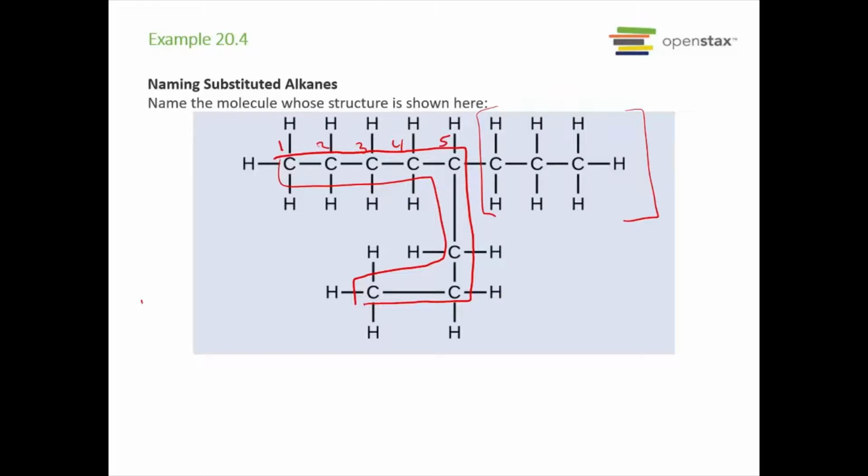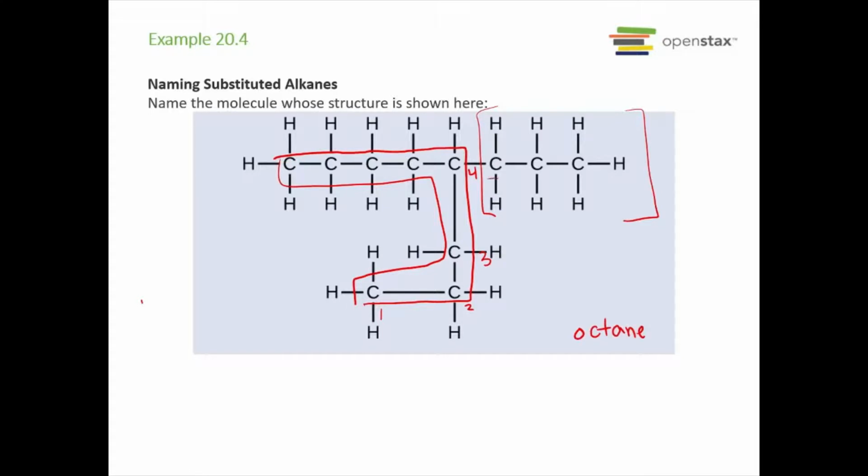Carbon 5 would have the branch. But if I started at this bottom carbon, say let's try this as carbon 1, we'd have 1, 2, 3, 4. So that is going to be our carbon numbering because that's a lower number. So we have 8 carbons, so this is an oct, all single bonded, so it's octane.